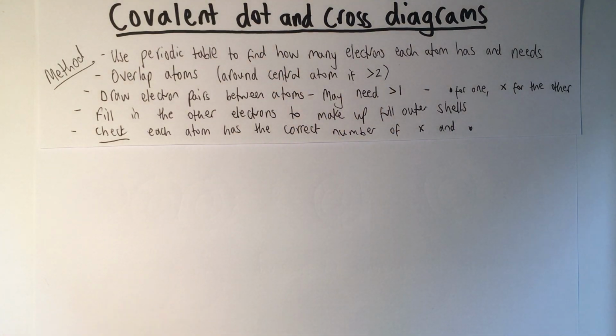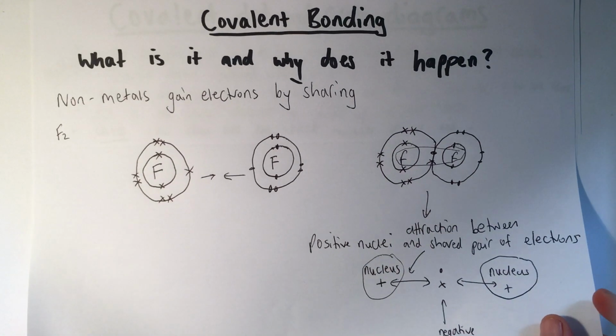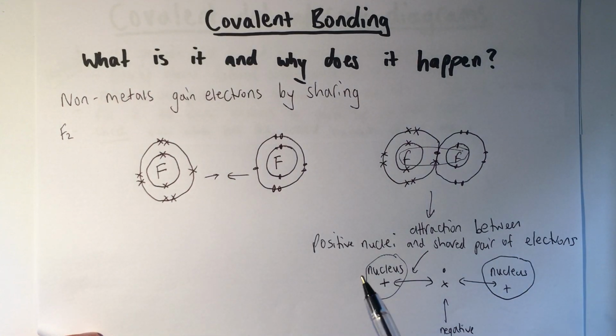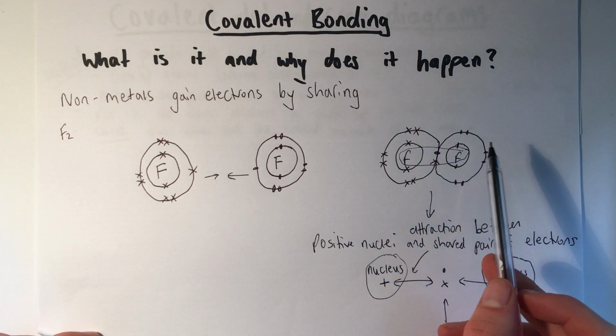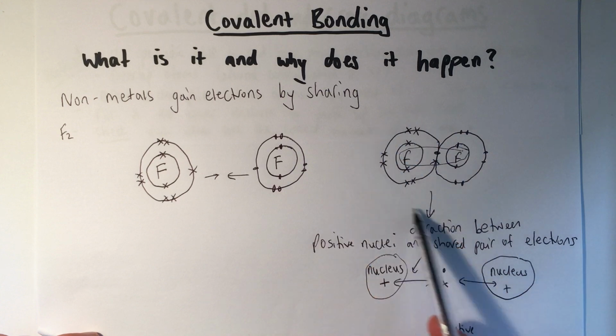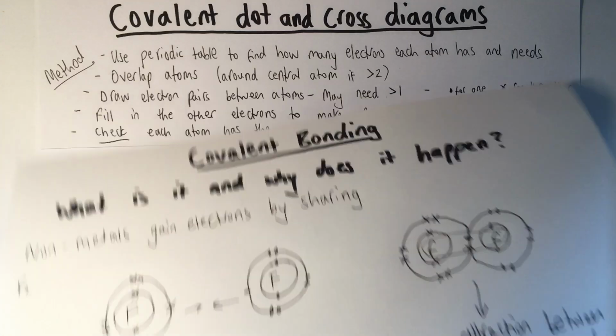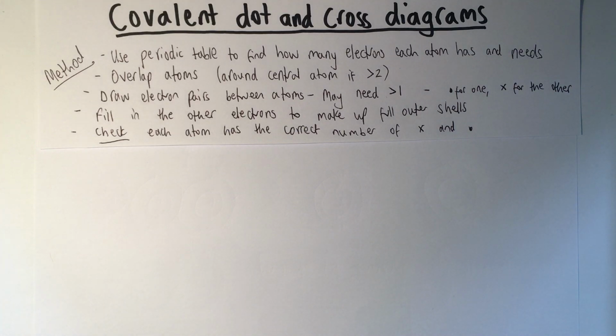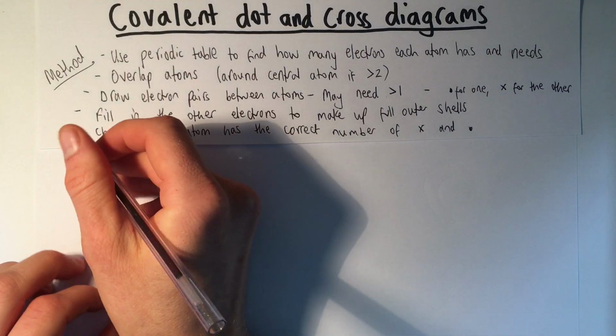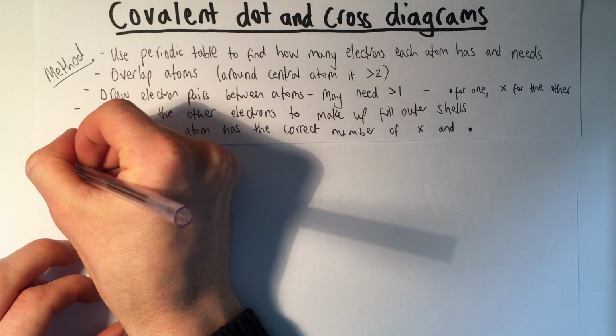I suggest before you watch this, if you haven't already, there's a video I've made about what covalent bonding is, why it happens. And in that I do the first example of a covalent dot and cross diagram, which is for fluorine, F2. I'm going to go through some more examples now. They'll get progressively more fun.